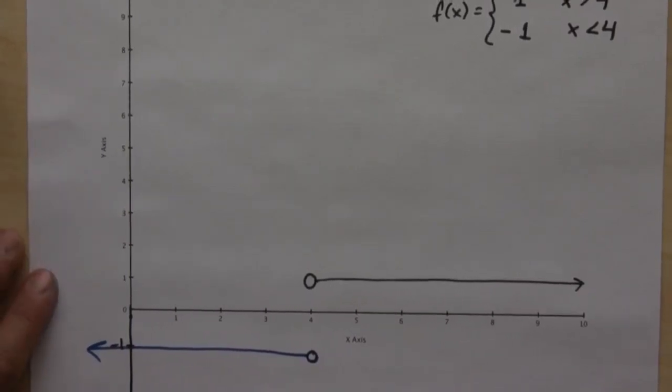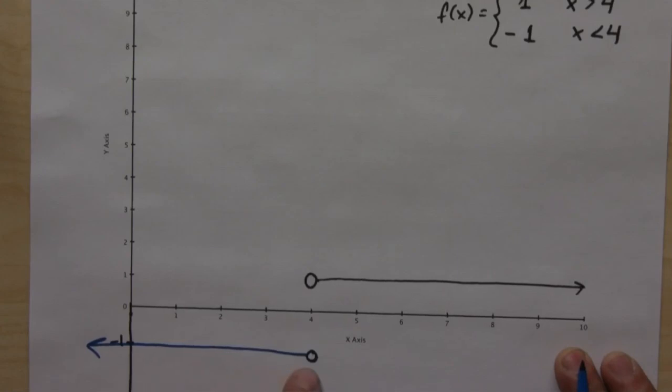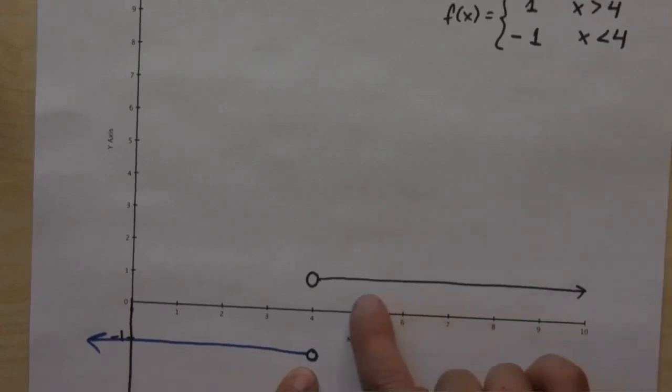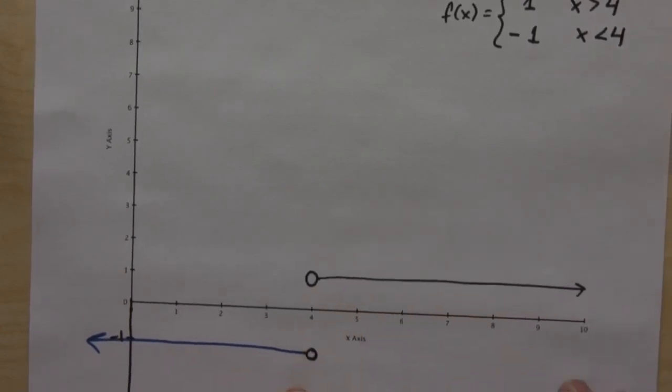And so that's what the function looks like. If you come in from the left, you get to negative 1. If you come in from the right, you get positive 1. And that's it.